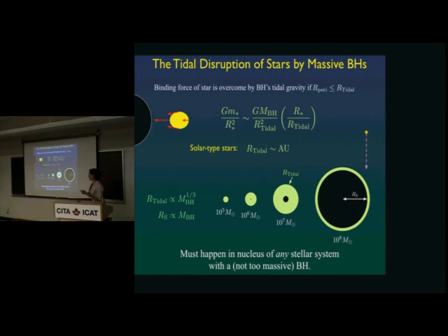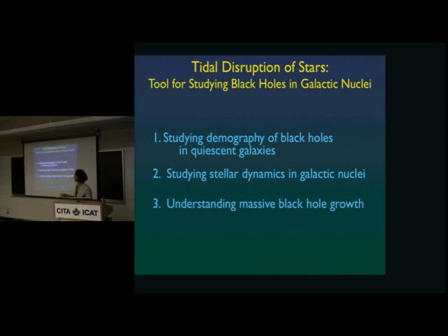Now, gravitational interactions between stars ensure that this process must happen at least sometimes in the nucleus of any stellar system with a not too massive black hole. And so we can, in principle, use this process of tidal disruption of stars as a tool for studying black holes in galactic nuclei. In particular, it can help us to study the demography of black holes in quiescent galaxies, help us learn about stellar dynamics in galactic nuclei, and help us understand how massive black holes grow.